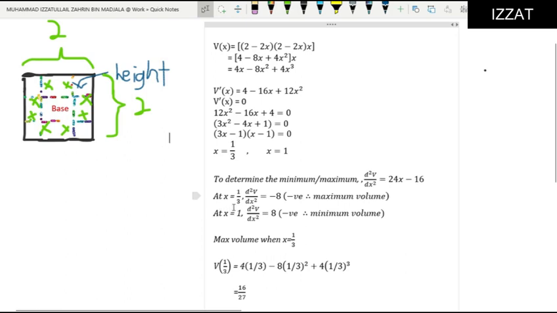At x equal to 1 over 3, we found that it is the maximum value, and x equal to 1 is the minimum value. As we know from the first step, we need to find the maximum value of the cube. The maximum value is when x equals 1 over 3, and we substitute x equal to 1 over 3 into the equation 4x minus 8x squared plus 4x to the power of 3, and we get 16 over 27.